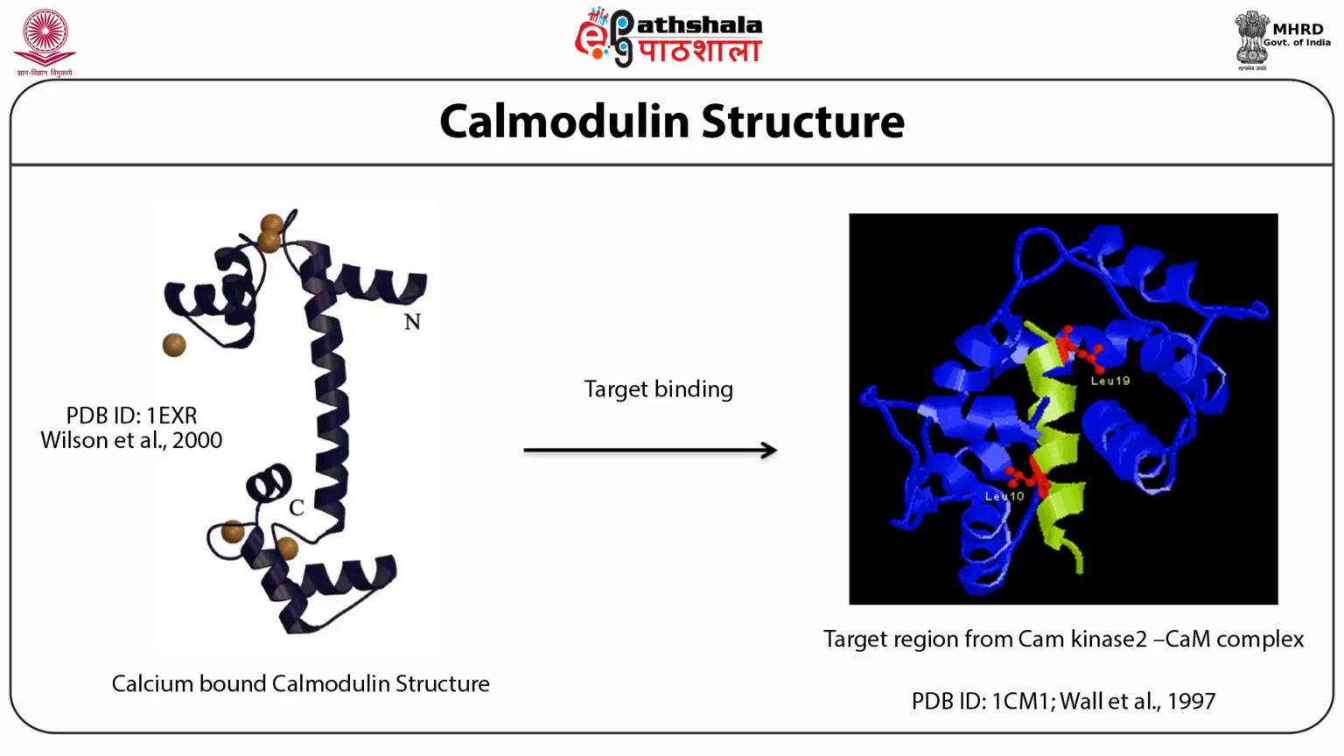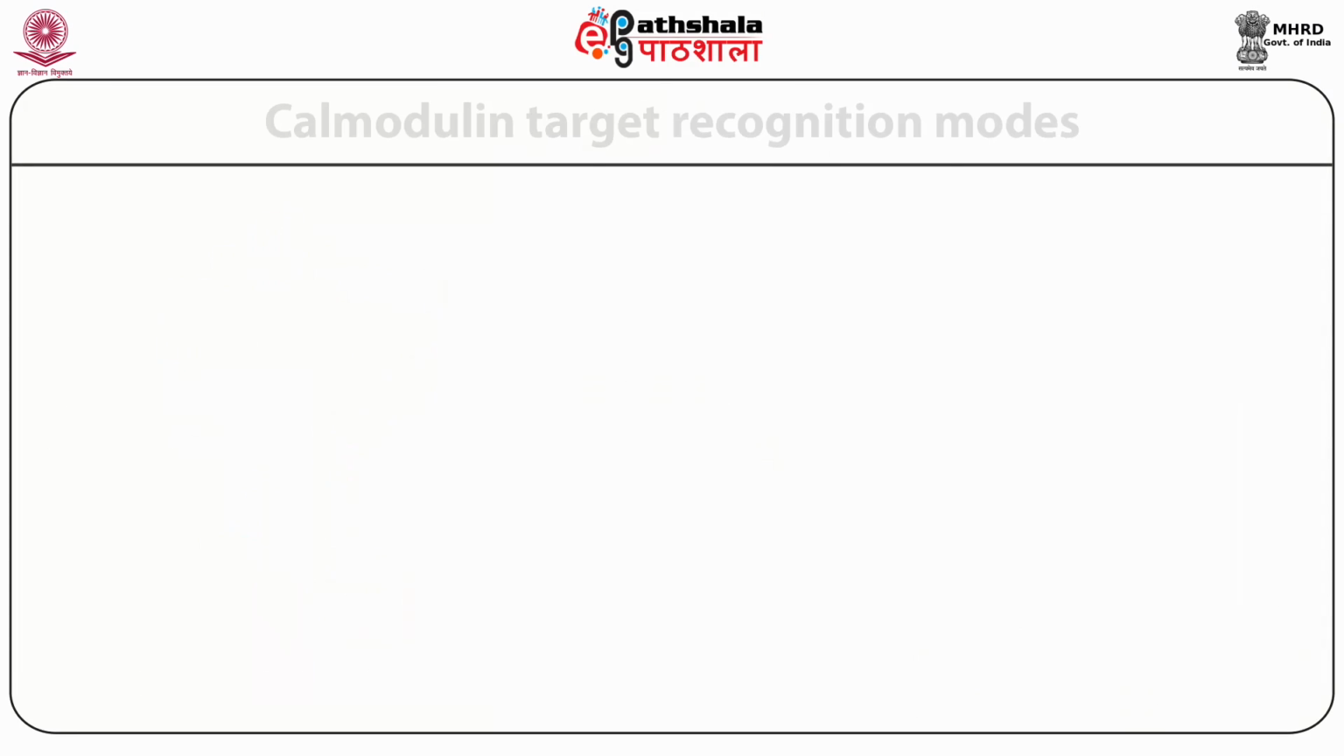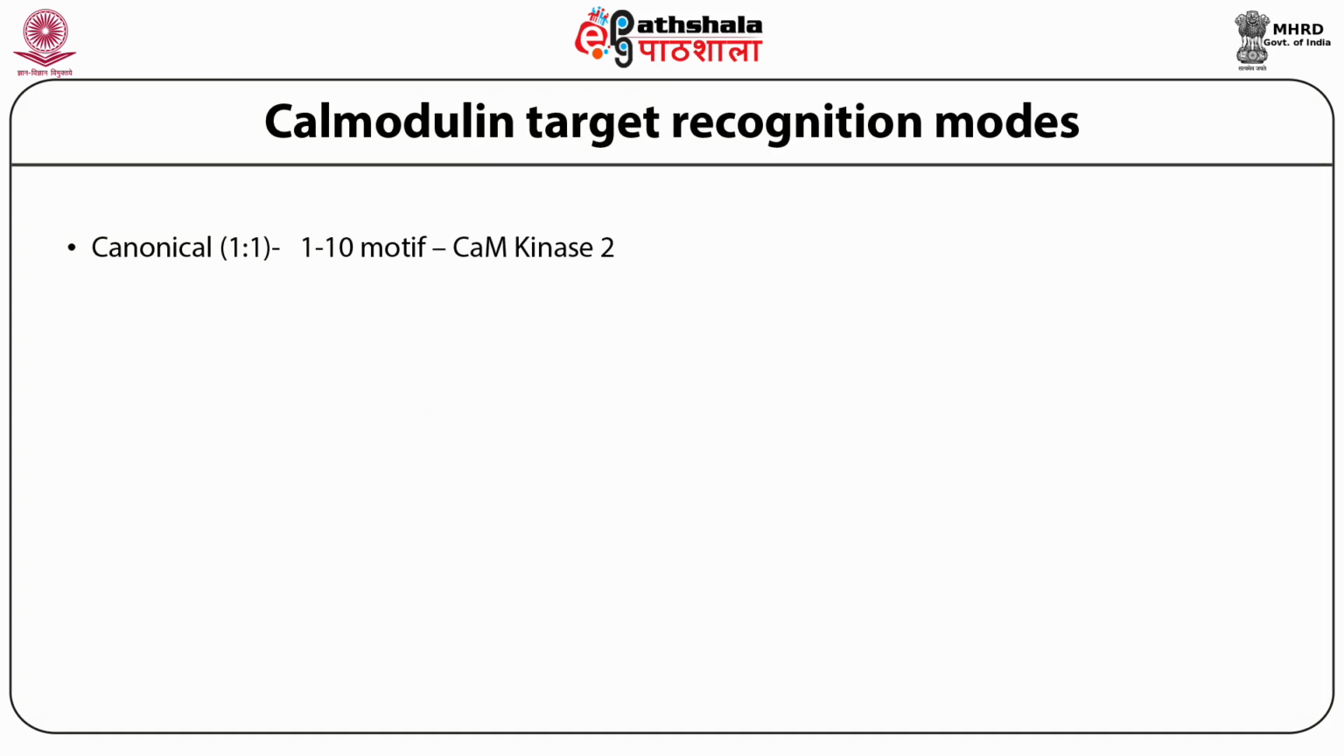Here, the example is shown as the CaM kinase 2 calmodulin complex structure, where two hydrophobic residues are entering into two hydrophobic clefts in the calmodulin. The calmodulin binding to its target could be very flexible. Now the central helix is melting and it has to wrap around the target helix.